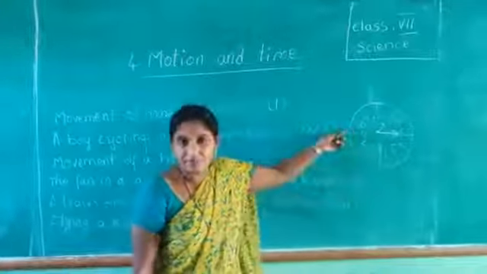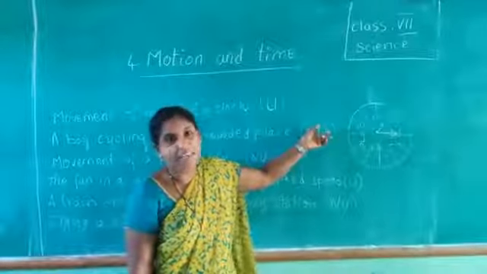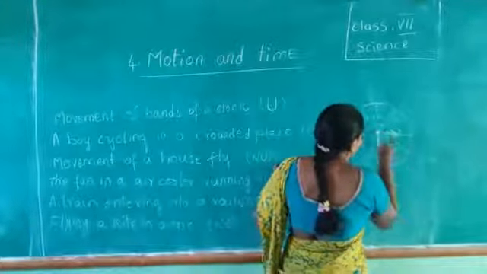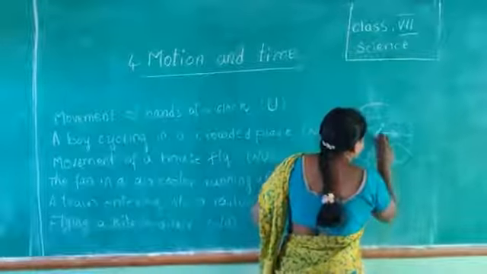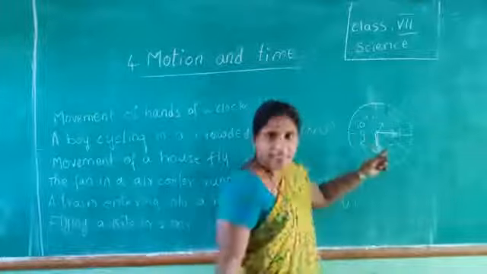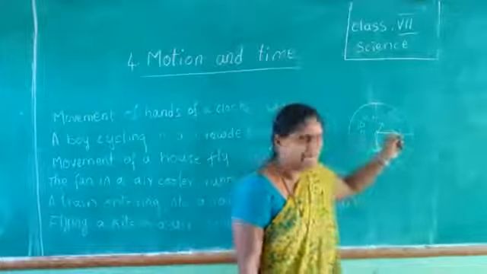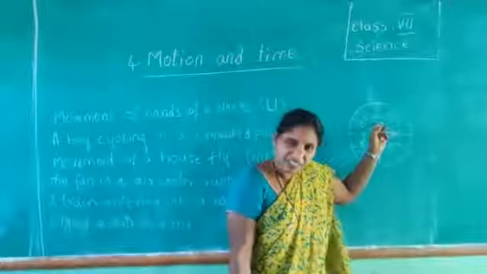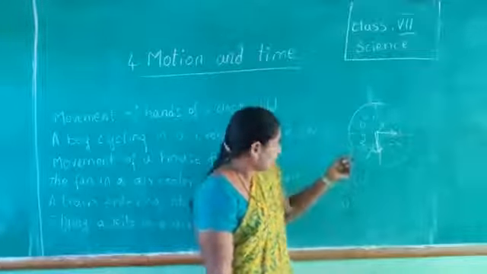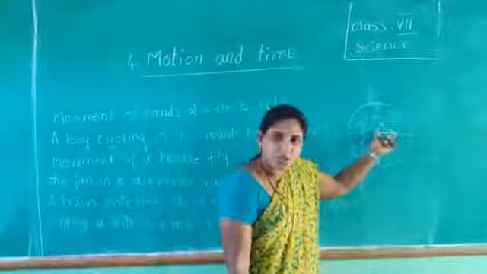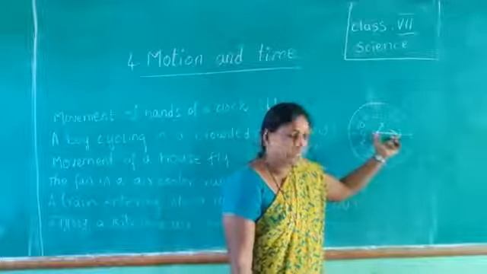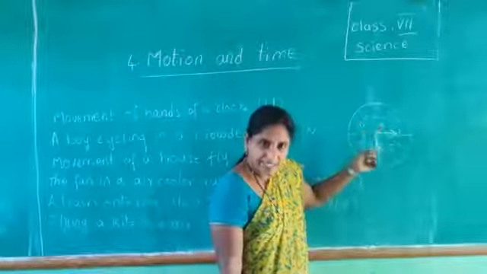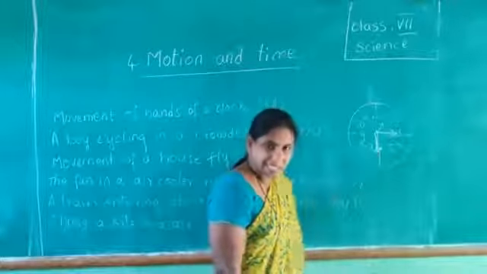Is it clear, children? So how many hands do you have in a clock? Here you have three hands. One is minutes, seconds, and hours. The shortest one denotes hours, the longer one denotes minutes, and the longest one with the red color denotes seconds.